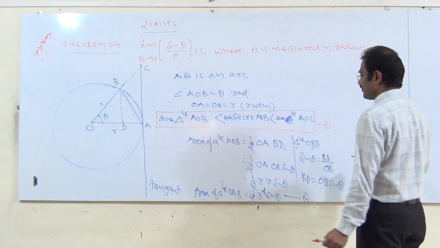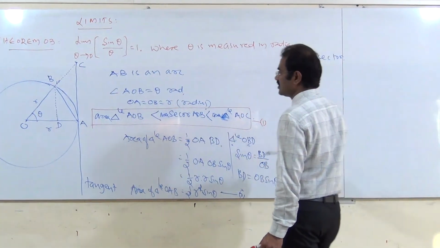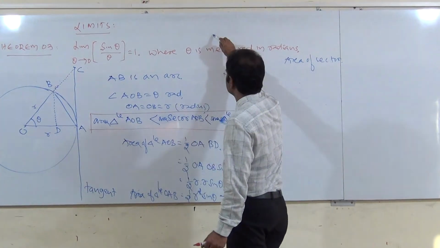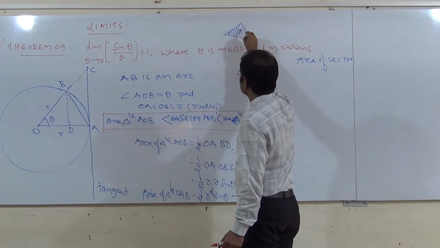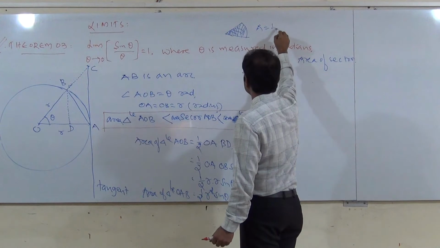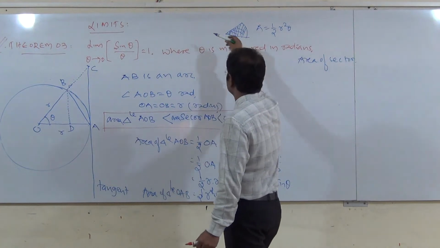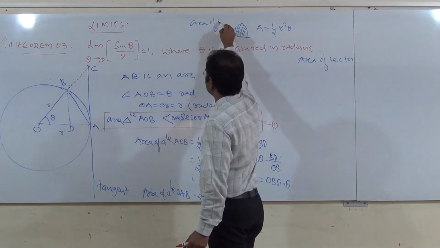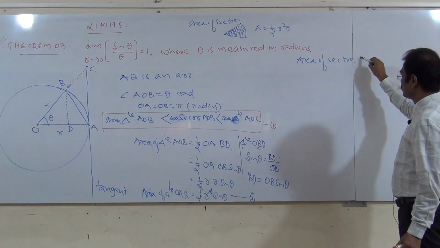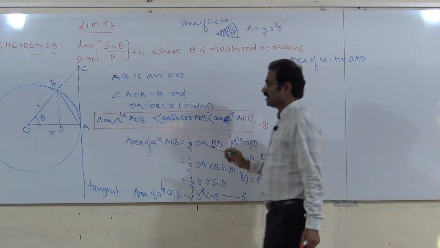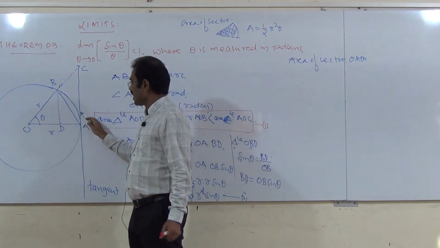Then I want the area of the sector. Which is the sector? This is known as a sector, you know. This part: area is equal to 1 by 2 R square into theta. We all know this. That is called area of sector. The formula is there. Area of the sector OAB. OA and OB move like this.